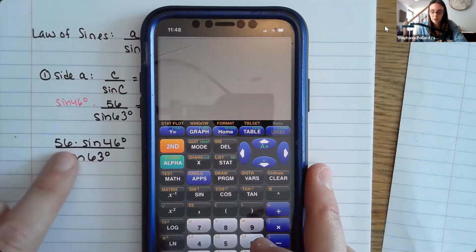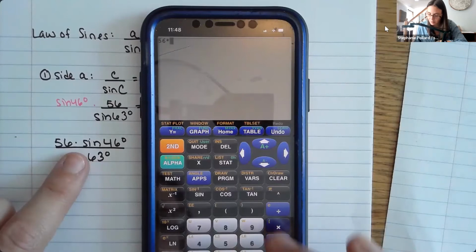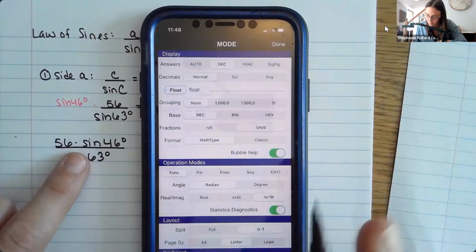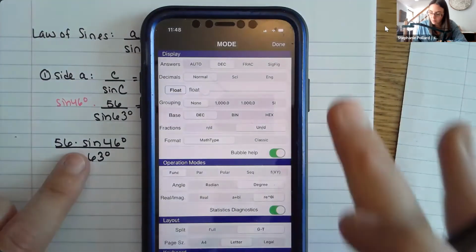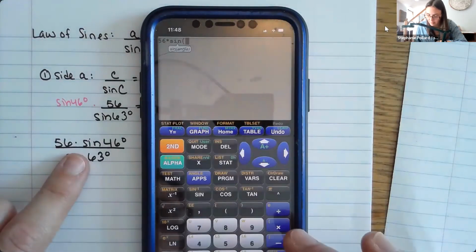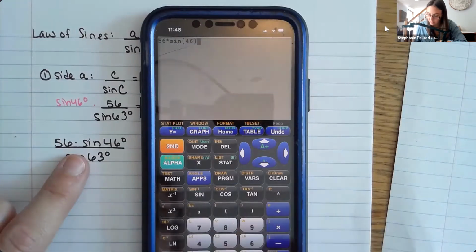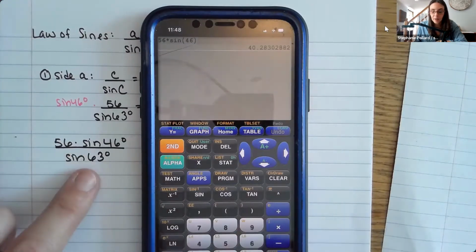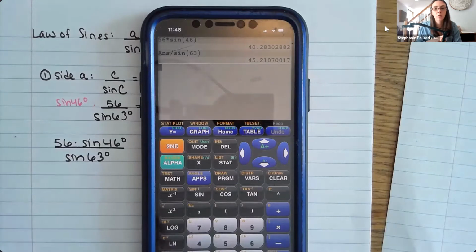I'm going to just do my numerator first. 56 times sine of, actually, let me check my mode. Make sure we're in degrees here. I just switched my mode. Let's try that again. Sine of 46 degrees. I'm going to hit enter on that. And then I'm going to go ahead and divide it by the sine of 63 degrees. And I have about 45.2107. And they want us to round to the nearest tenth here. So this will be about 45.2. And remember that our other unit was inches. So we're going to stick with the same units.